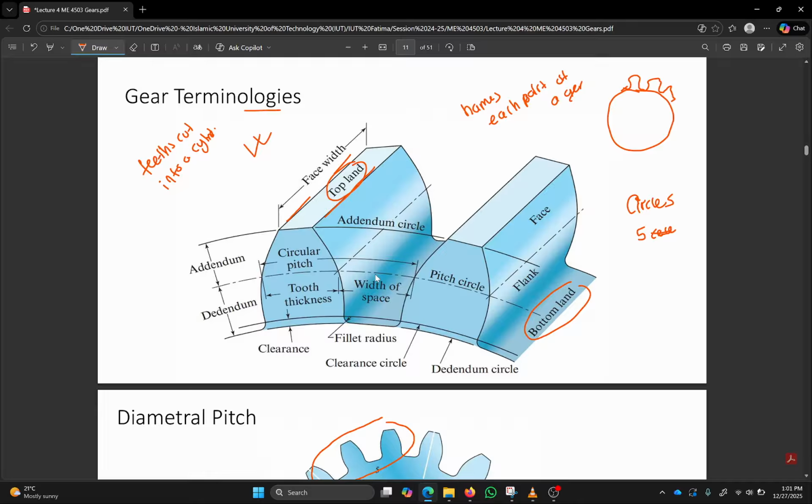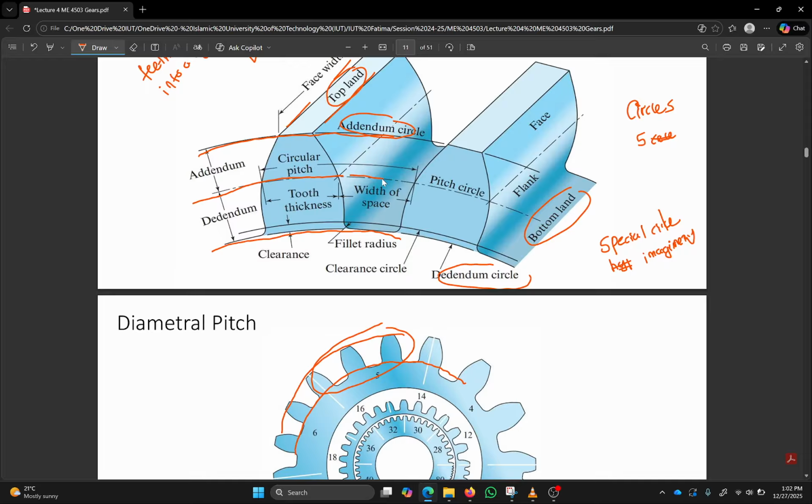And there's another very special circle that does not actually exist on the gear. It's an imaginary circle. It doesn't exist specifically on the gear, but it's very important. This is that circle, and it is called the pitch circle.